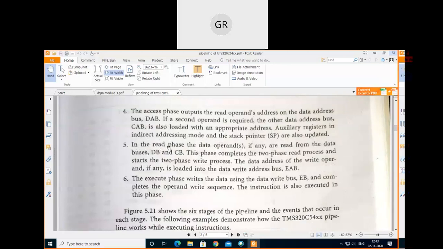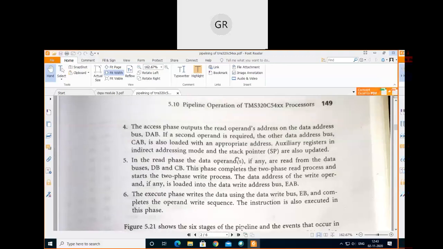Then in the read phase, the data operands, if any, are read from the data buses DB and CB. This phase completes the two-phase read process and starts the two-phase write process. The data address of the write operand, if any, is loaded into the data write address bus, that is EAB.